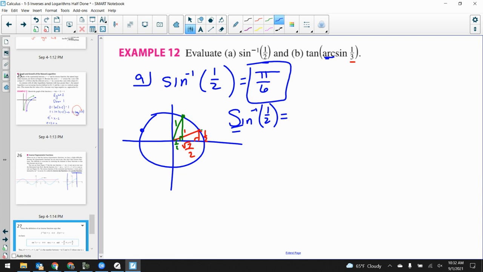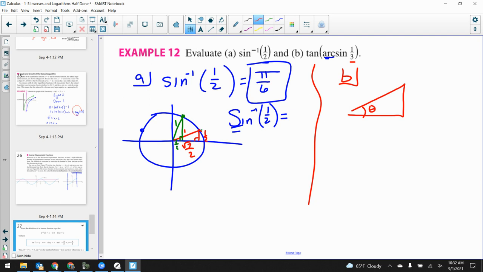Okay, so arcsine of 1/3. Let's take a look here for part B. Arcsine of 1/3. What I'm saying here is if I have a triangle and I have my theta, because arcsine is going to be equal to a theta, I'm looking for my angle. And I'm finding arcsine of 1/3.